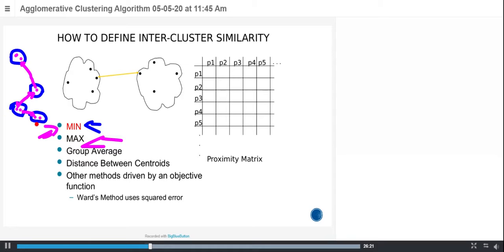Here also we do the same thing, but we are going to select the farthest point rather than the nearest point. So in maximum, we first calculate the distance between each point and the points of the other cluster. I'm going to calculate the distance between this one and this one, and between this one and this one, like that.